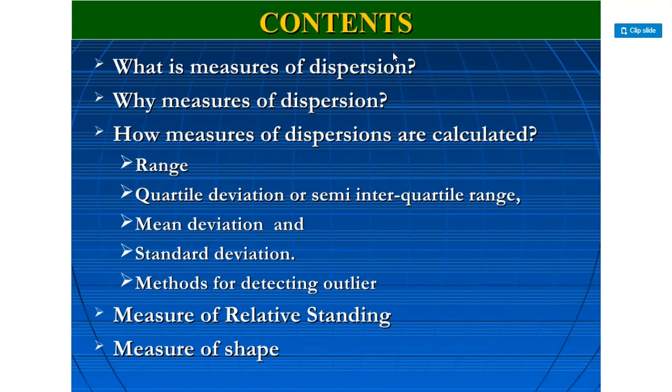First of all, I will tell you the objectives of this chapter. What is the measure of dispersion? We have to discuss the meaning of dispersion or its definition, and why measures of dispersion are important. How are measures of dispersion calculated? There are four methods of calculating dispersion. We will discuss all four methods with examples, and I can explain measures of dispersion with the help of some diagrams also.